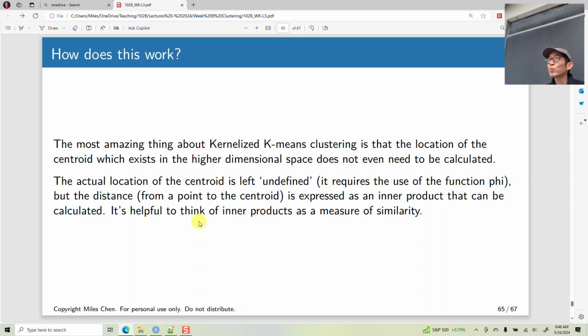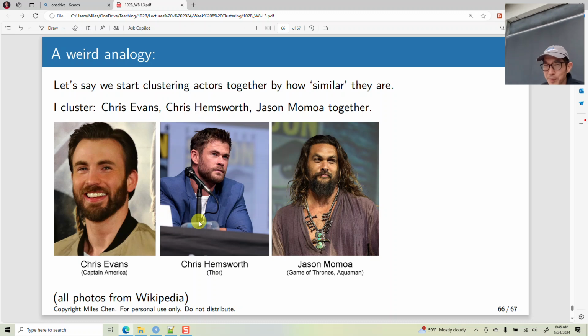Instead, if you look at the math, what it's doing is a product between your point and every other point that currently exists. Okay? And so, forgive this silly example.